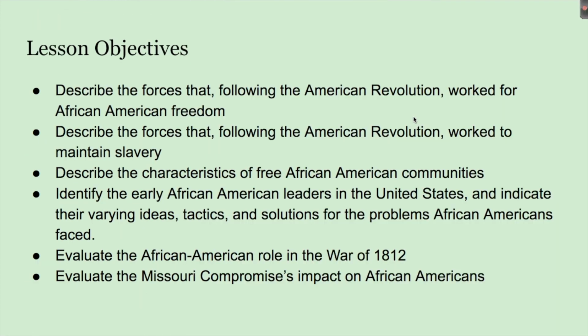So in conclusion, from this time period, we looked at what factors or forces after the American Revolution worked for African American freedom. We looked at what forces worked to keep slavery in place. We looked at characteristics of free African American communities. We identified African American leaders and some of the different ideas and solutions for problems African Americans faced. We looked at the African American role in the War of 1812, and we evaluated the Missouri Compromise's impact on African Americans.